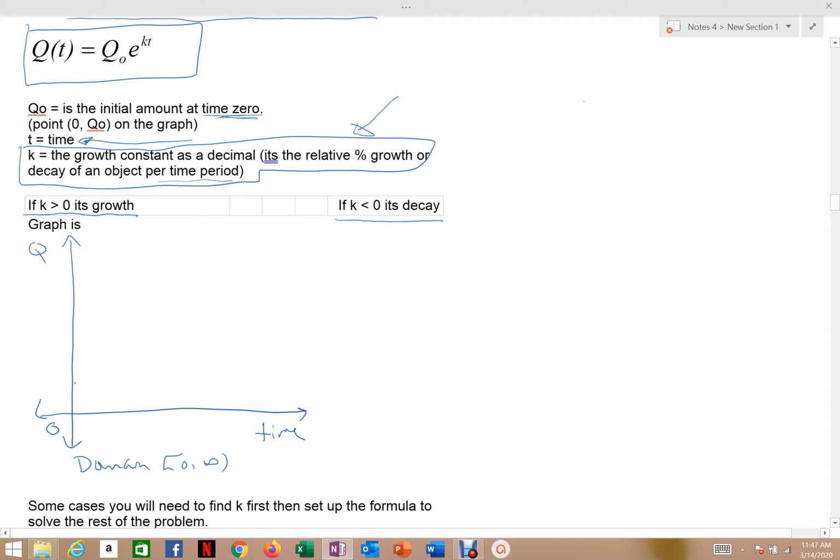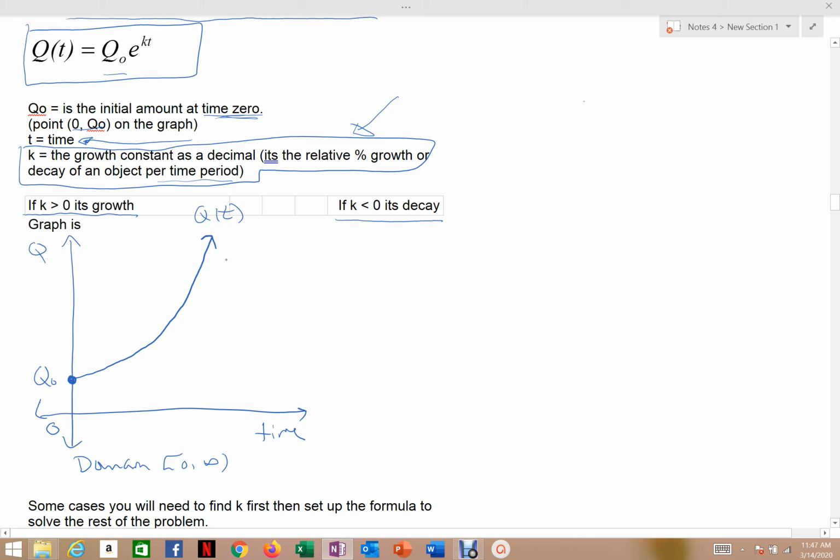And you mark off your starting point. At time 0, our population started at whatever that Q naught is, whatever that number in front of my equation is. That's my y-intercept. And then if it's growth, it'll follow an exponential growth. So again, it'll be moving up, and there's my quantity at any time.